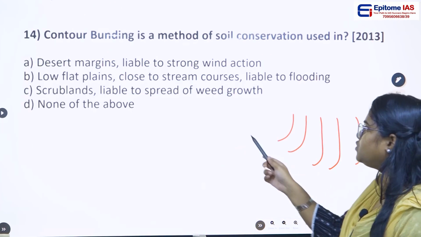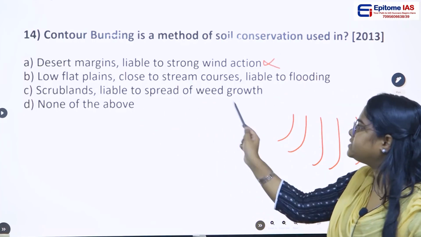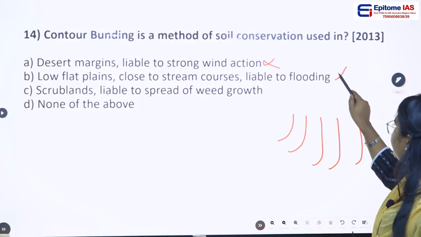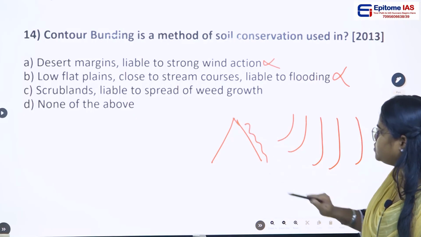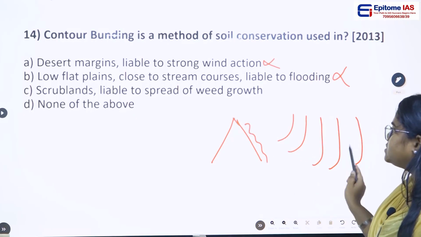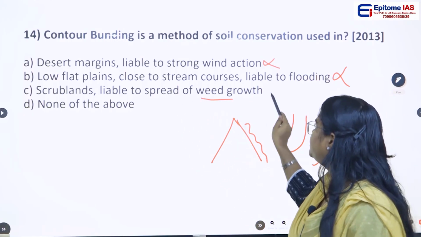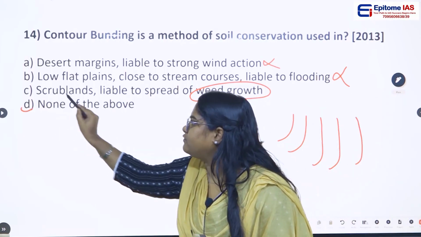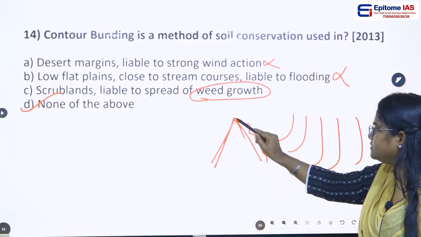So if you see here, the option is desert margins. No, it is not at all related to deserts. Low flat plains? No, it is not related to plains. It is related to mountains, because of the slopes on which we are building this contour bunding, right? Then scrublands liable to spread of weed growth. No, it's not related to this also. So the answer would be D, none of the above. It is actually related to the slope, the mountains.